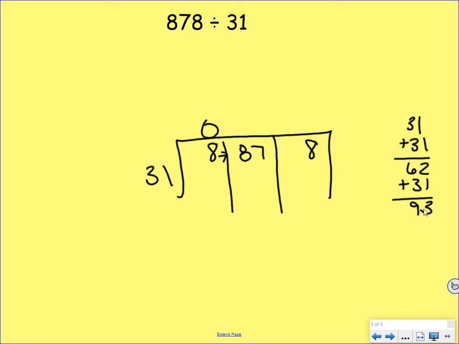I went above 87, so I can't use this one. So that means how many 31s do I have here? I have 2. And that means I would use 62 and subtract. And then I get a 5 and a 2.